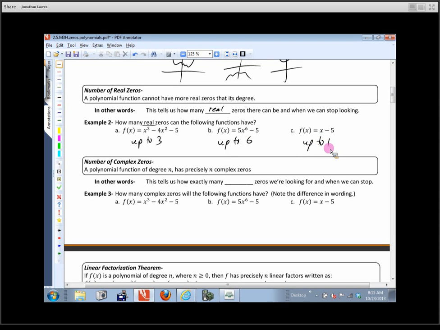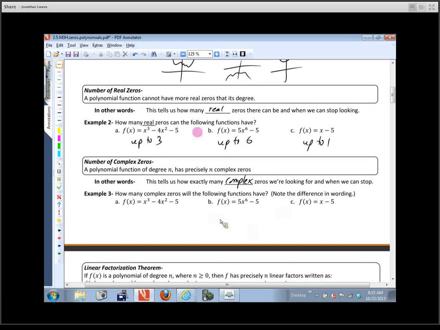Now, if we're just talking about real zeros, it can't have any more real zeros than whatever the degree is. So figure out what the degree is. If it's degree 7, it can have up to 7, but can't have more than 7. Okay? Now, the next one says the number of complex zeros, and it says a polynomial function of degree n has precisely n complex zeros. So this tells us exactly how many complex zeros there are and when we can stop looking.